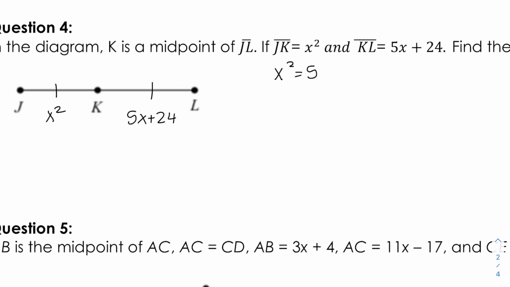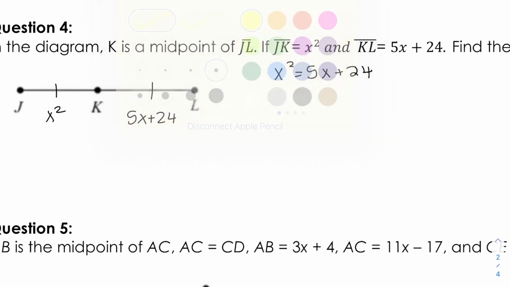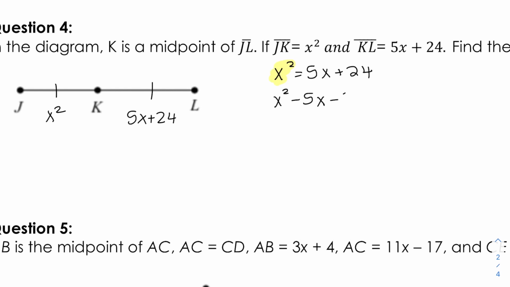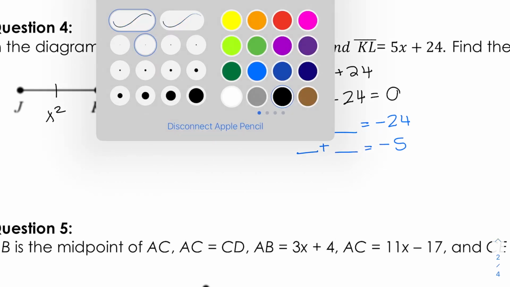Now my issue is that I see an x squared, and if I see an x squared like this, I need to think to myself, I need to factor. In order to factor, I need to set things equal to 0. So I'm going to move everything over by subtracting it to the other side and set that equal to 0. Now I need two numbers that multiply to our C value, which is negative 24, but add to our B value, which is negative 5.